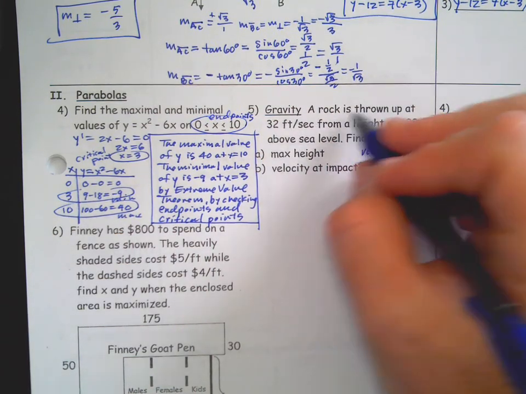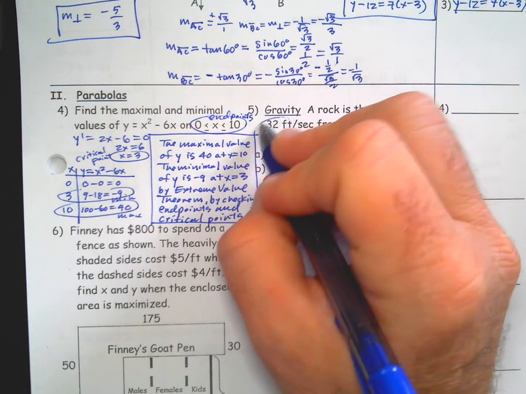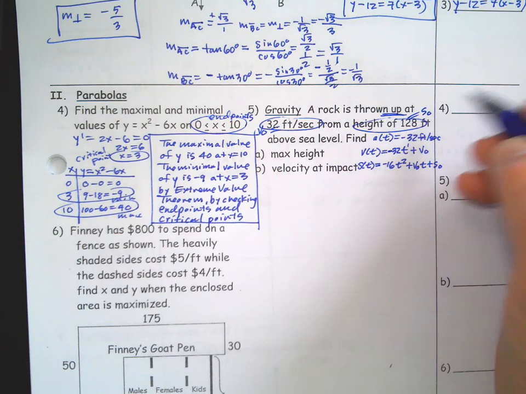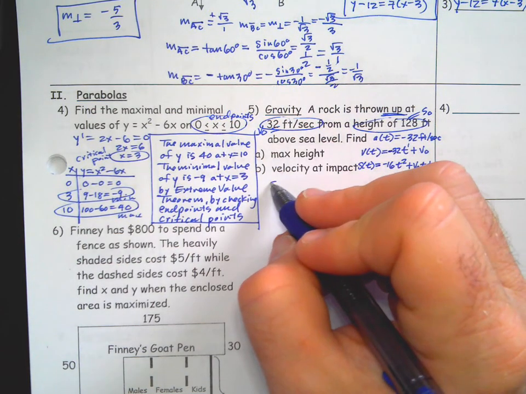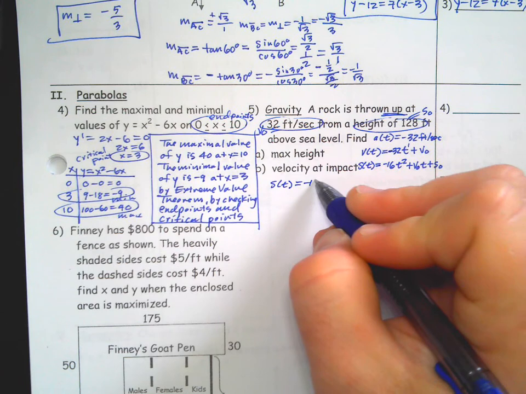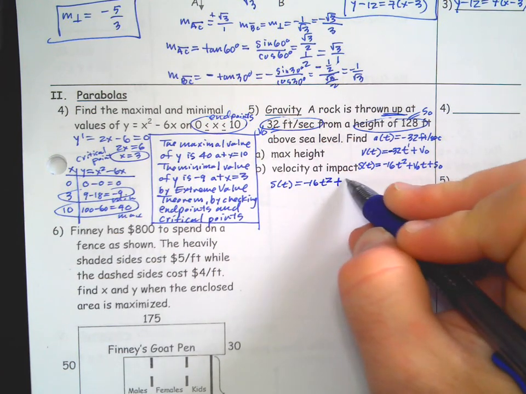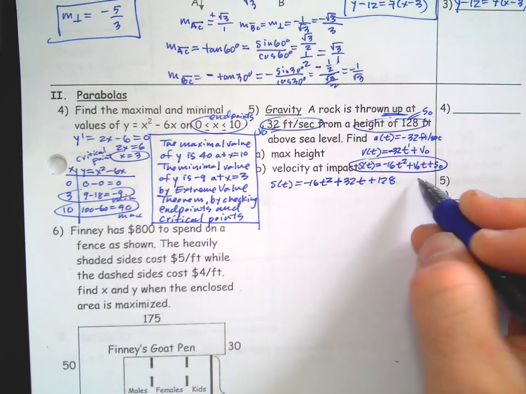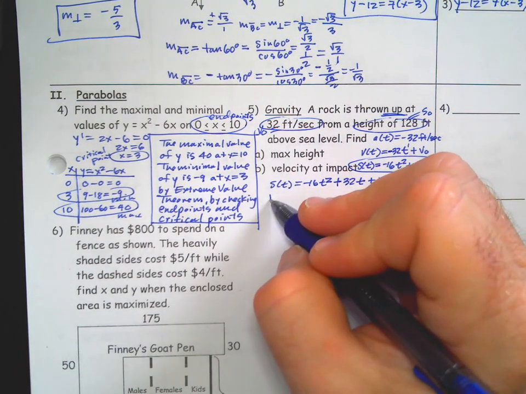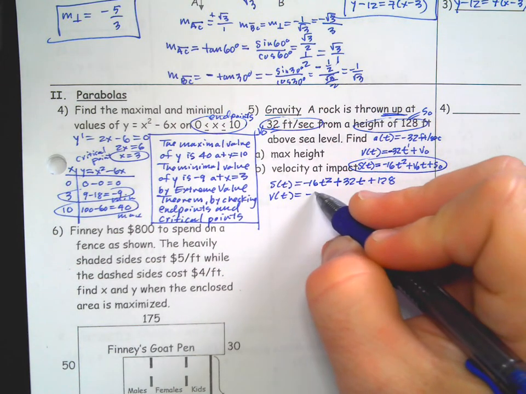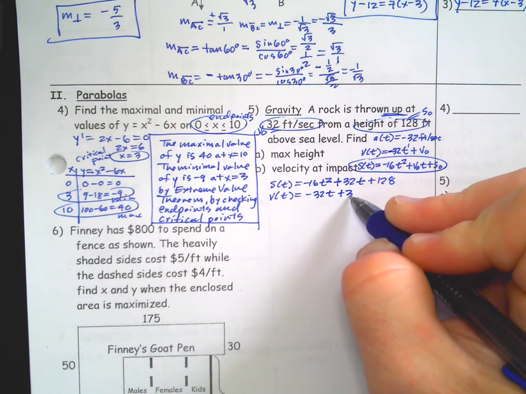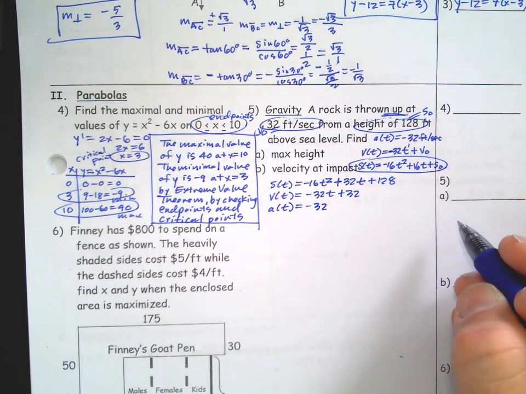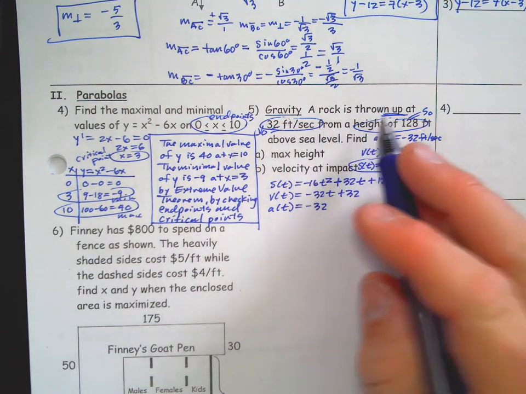So for us, the rock is thrown upwards, so this is your v naught, at a height of this, which is your s naught above sea level. So our equation is negative 16t squared plus 32t plus 128. You could just memorize this and start with that. Then it's really easy to get velocity, because you just take the derivative. That's a lot easier than doing derivatives backwards, and the acceleration due to gravity should always come out to negative 32 feet per second squared. The units are feet, and seconds for time.